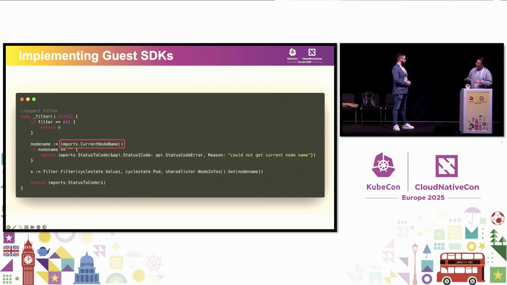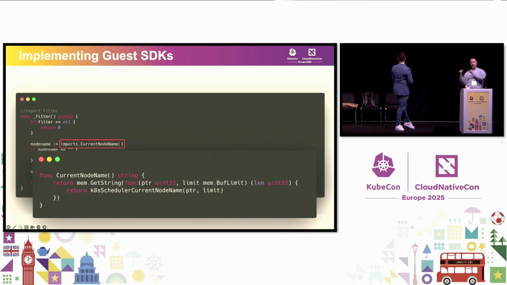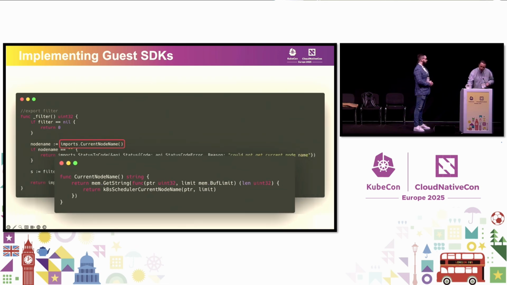This is actually happening a bit further. You see this import.current node name. This is calling into another piece of code of the guest SDK, and there you see this mem.getString. This is doing all kinds of memory shenanigans so that it can call into that k8s scheduler current node name, which is an imported function. So that's a call back into the host. It is given a pointer and a limit, and it's asking, please, Mr. Host, can you put a string with the current node name into this buffer, which is in my memory, so that I can then return that.